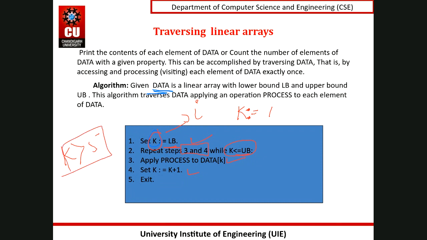Now you process what? You process the data of the kth element, meaning the name of your array and the index. Initially your array is, let us say, A and your K is 1. So it will access A of 1, then it will access A of 2, then A of 3 and so on. If there are 5 elements, once it accesses A of 5, it will not go further, your condition becomes false, and it will come out of the loop and simply exit. I think it's clear.